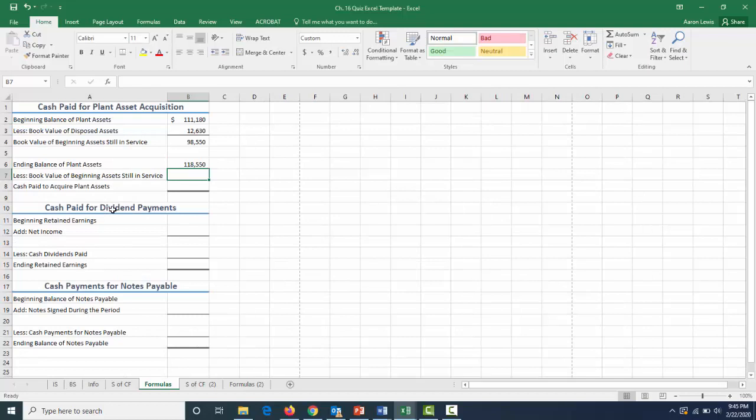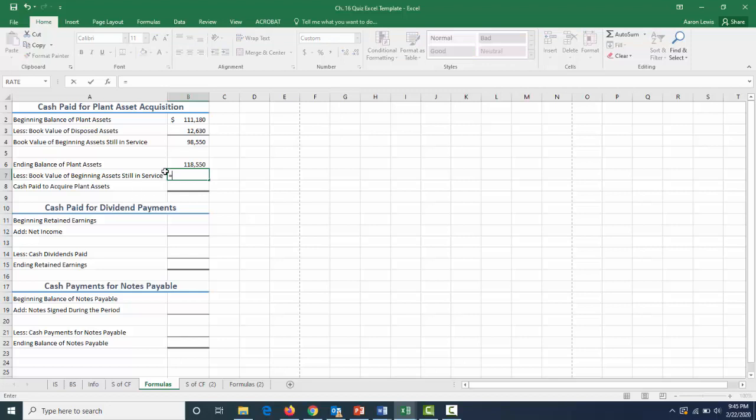So we started with $111,180 worth of plant assets, but we got rid of $12,630 of book value for those assets, which means at some point the book value of our assets must have been all the way down to $98,550. And if it ended at $118,550, well, that means we must have paid out some cash in order to acquire more plant assets.